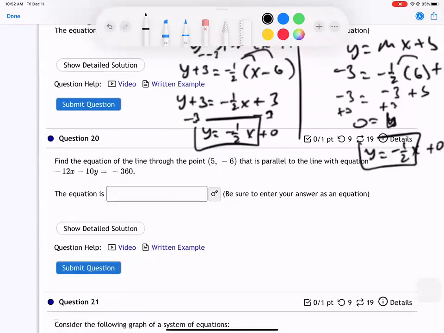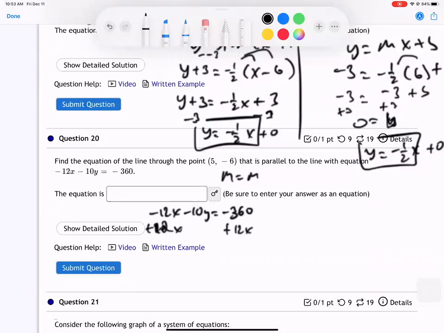The next question is asking if they're parallel. Parallel lines are when the slopes are the same. But the problem is I don't know what the slope is here. So let's go ahead and rewrite that. Negative 12x minus 10y equals negative 360. I'm going to write this in slope-intercept form, solve for y, so we can figure out what our slope is.